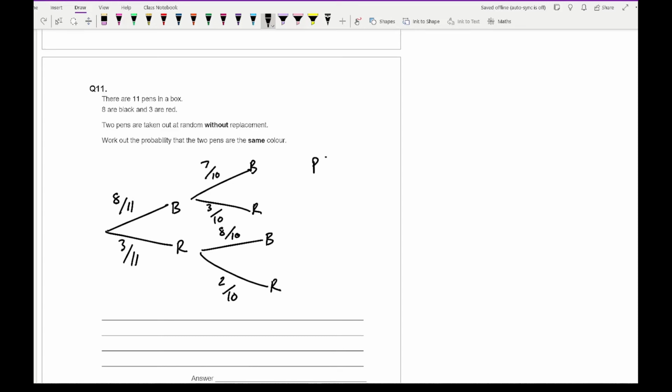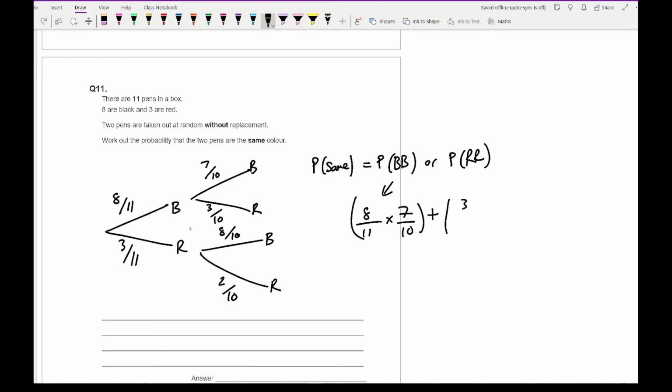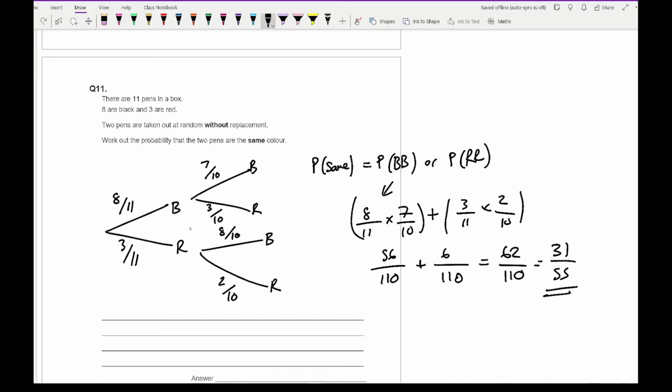Now the probability of being the same colour, well, it's either going to be the probability of BB or the probability of RR. So the probability of being black is 8 over 11 times 7 over 10. The 'or' means plus, and then red is 3 over 11 times 2 over 10. And if I work that out, I get 56 over 110 plus 6 over 110, and that equals 62 over 110, which simplifies to give me an answer of 31 over 55.